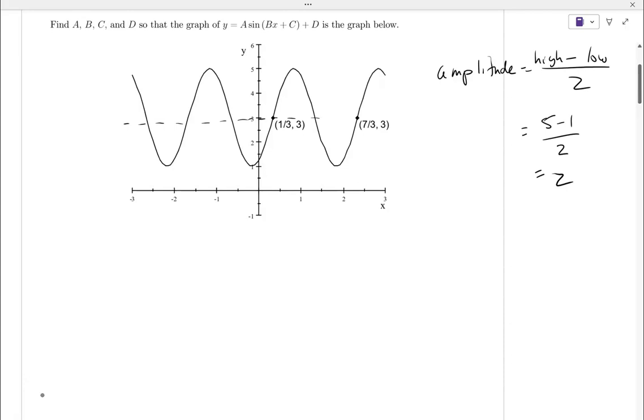This is the idea of amplitude. If this is your baseline, the middle of the graph, your amplitude is a measure of how far above and below that baseline your graph goes. So I get an amplitude of 2. Of A, B, C, and D, which number is related to the amplitude? A. As a matter of fact, if it's positive, that A is the value. So in this case, your A is 2. Does that make sense?